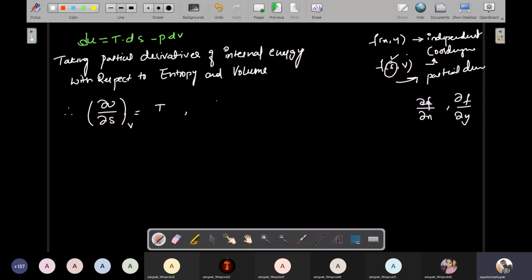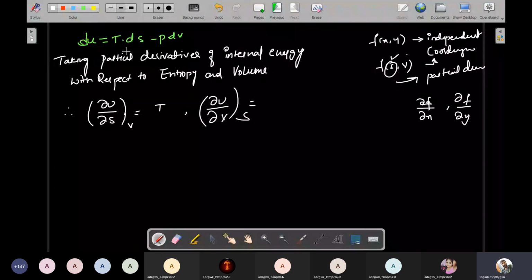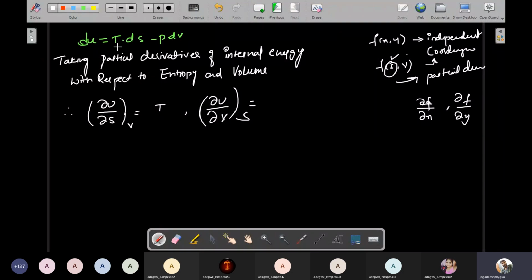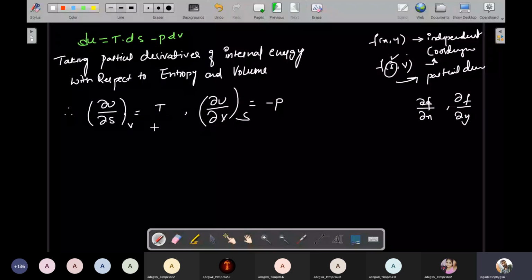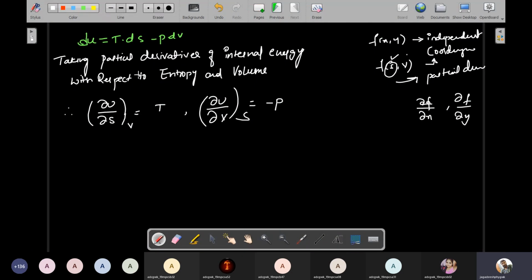So therefore dou u by dou v at constant entropy is equal to, look now, this is a constant because entropy is constant, changing entropy is 0. So finally we will get p dot dv divided by dv. So dv cancels, minus p. So this is called minus p. So taking partial derivatives of internal energy with respect to entropy and volume. Partial derivatives means if you differentiate one variable and hold the other constant, and then differentiate the other and hold the first constant, that is called a partial derivative.